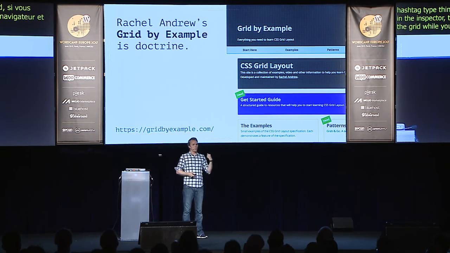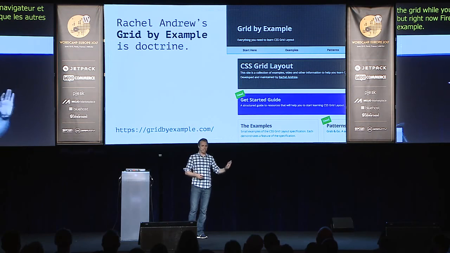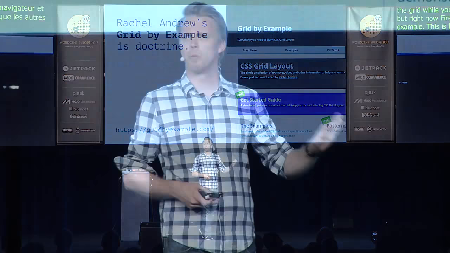Second, Rachel Andrew has a website called Grid by Example. This is basically doctrine. Rachel Andrew is, by and large, the reason why we have CSS Grid in browsers today. She's been pushing it for years and years and years, and she's documented absolutely everything. So you want to know how it works? Go to Grid by Example.